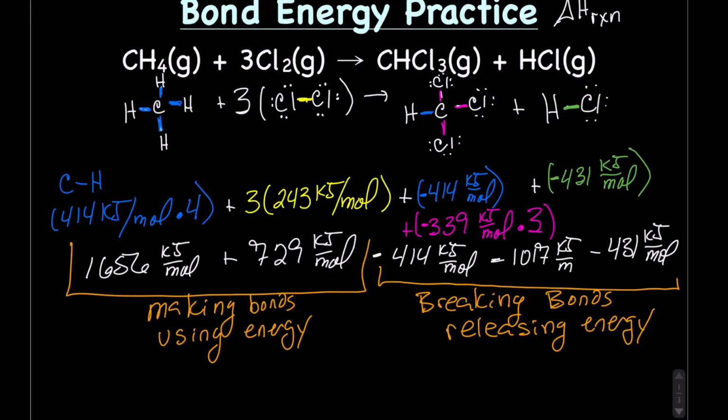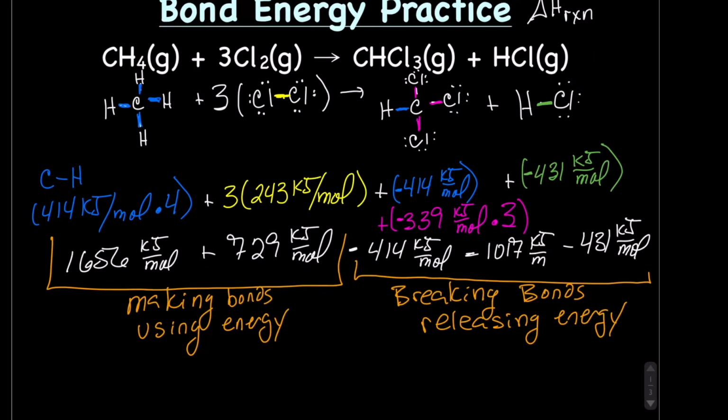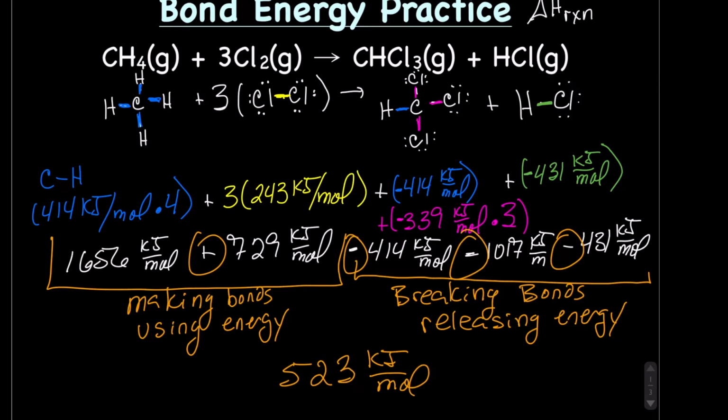And I put this in my calculator, I got 523 kilojoules per mole. And sig figs, remember we're adding and subtracting here, right? It's all adding and subtracting, which means we look at digits after the decimal. None of them had digits after the decimal. Our answer has no digits after the decimal.